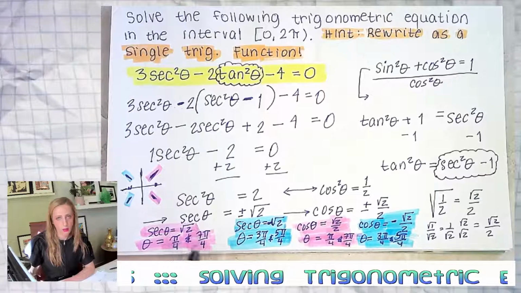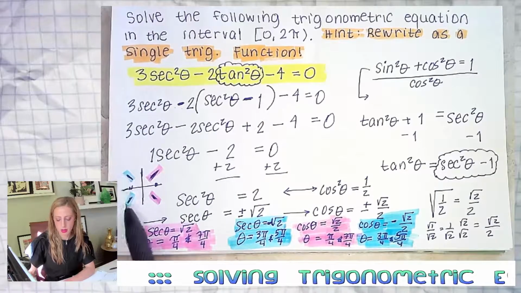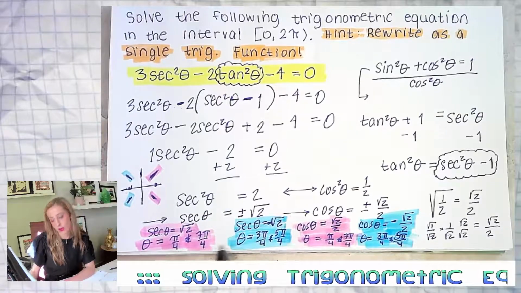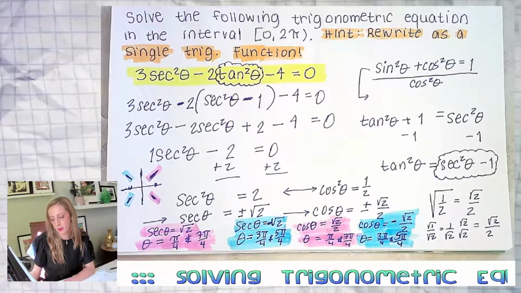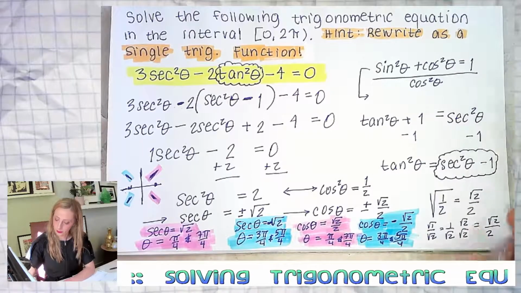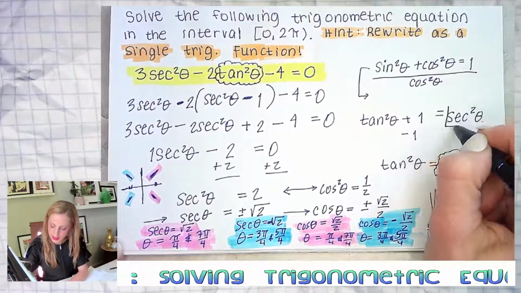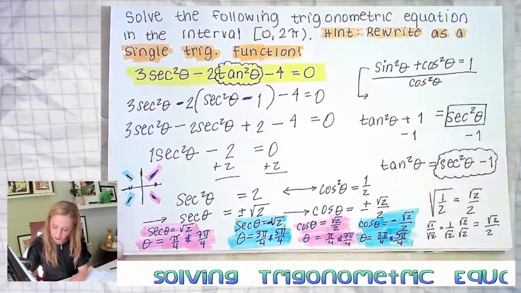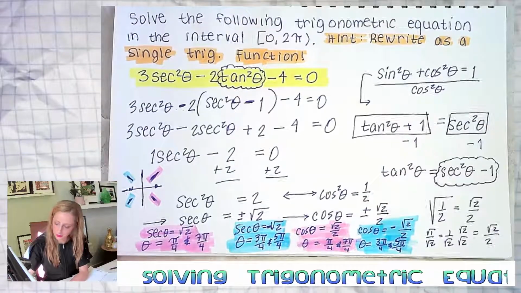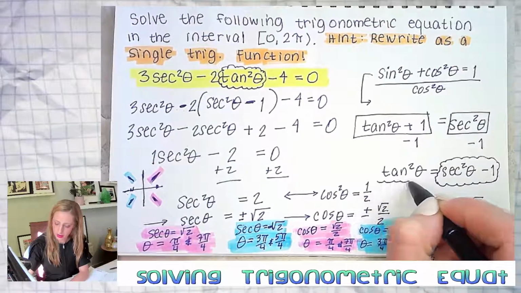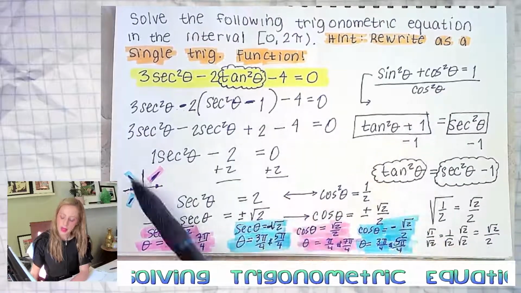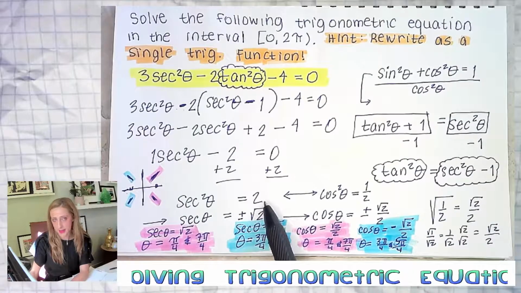Basically all of the angles that have a reference angle of pi over 4, which are pi over 4, 3 pi over 4, 5 pi over 4, and 7 pi over 4. If I had opted to solve using the fact that secant squared theta is equal to tangent squared theta plus 1, instead of the fact that tangent squared equals secant squared minus 1, then my entire equation would have tangent in it instead.